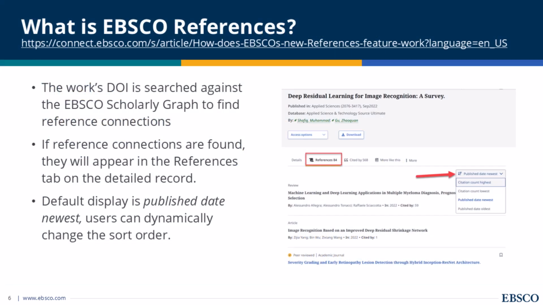This uses the work's DOI to search against the EBSCO scholarly graph to find reference connections. If reference connections are found, they will appear in the References tab on the detailed record. The default display is always Publish Date Newest. However, you are able to dynamically change the sort order of the references.